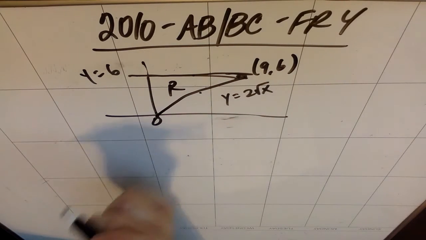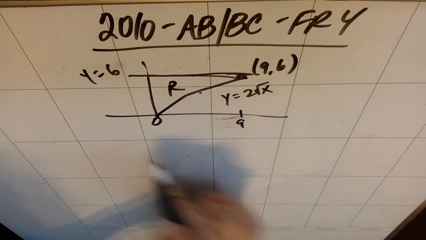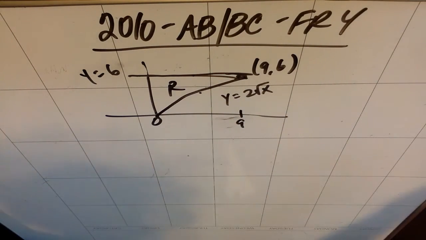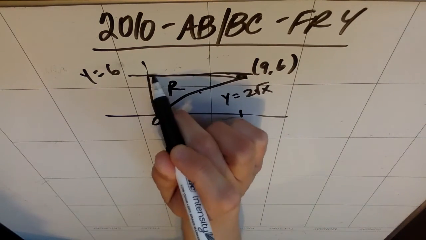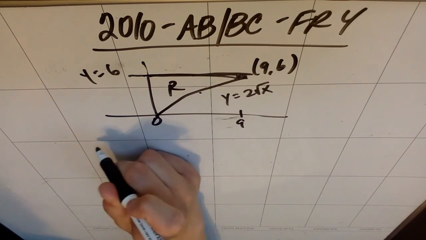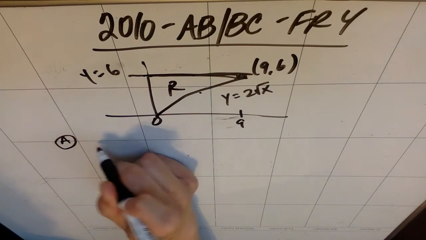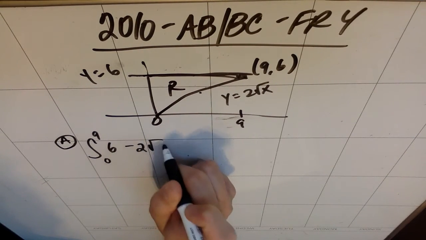Part A, find the area of R. So we're going to integrate from 0 to 9, because we're going to integrate with respect to x. You could integrate with respect to y too. I just chose to integrate with respect to x of top curve minus bottom curve, right? So I want this top curve, which is just 6, minus the bottom curve, which is the 2 root x.